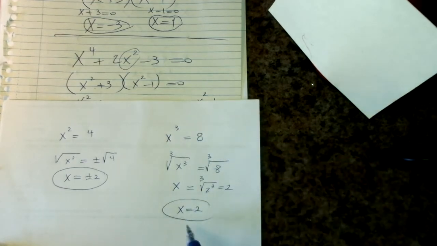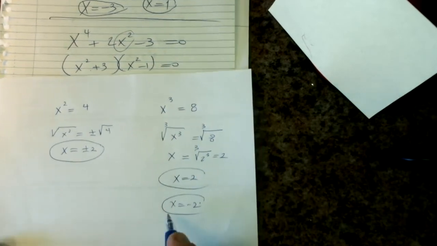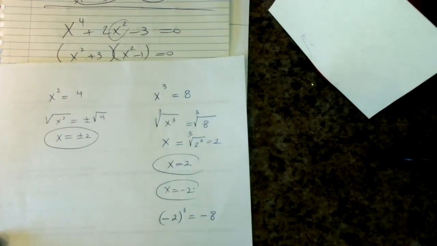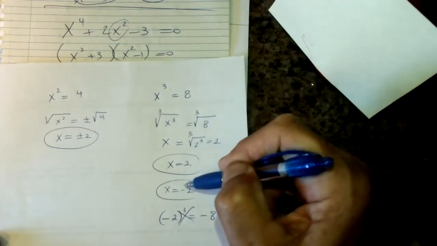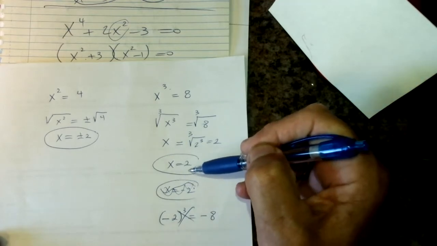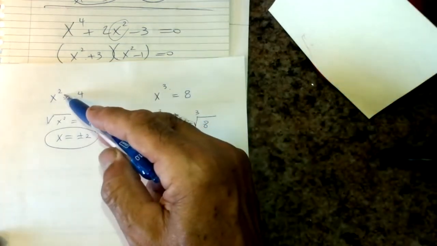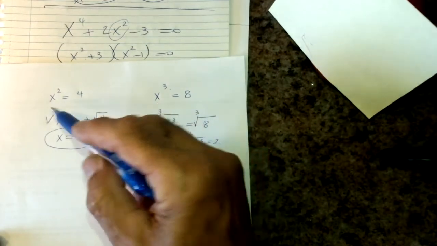Why not? Because is -2 the answer? Also no, because when you put -2 here, see what happened. When you put -2 for 3, what is -2 to the power of 3? It's not 8, it's -8. Okay? So in case of an odd number, you always have just one answer, you don't have plus or minus anymore. Plus or minus just in case of even. See, because here, +2 and -2 both are the answers.